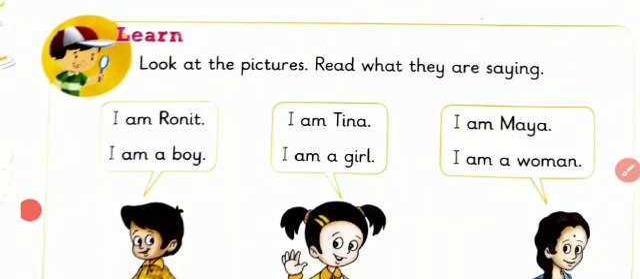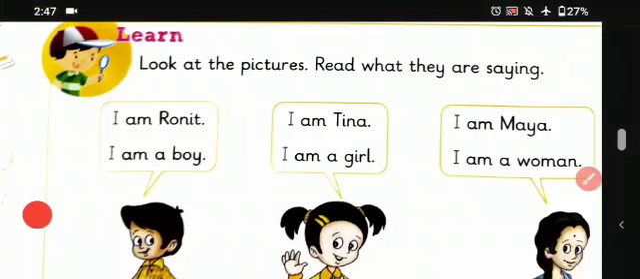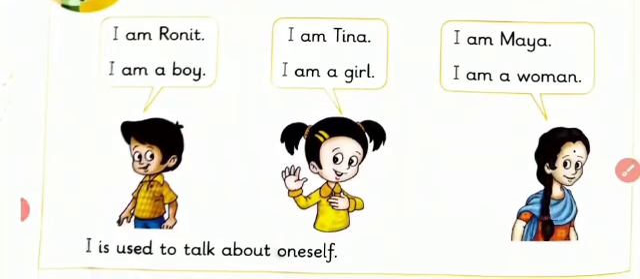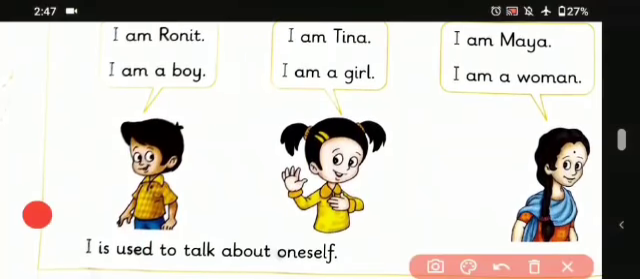Okay, learn. Look at the pictures, read what they are saying. So students, we have to look at the pictures and see what they all are saying. I am Ronit. I am a boy. So Ronit is saying that his name is Ronit and he is a boy. See, I am Tina. I am a girl. I am Maya. I am a woman. So it is used to talk about oneself. So it is used for when you are talking about yourself.